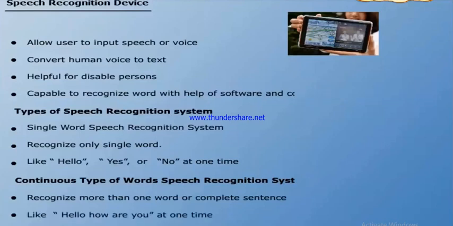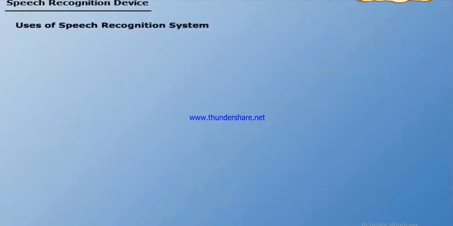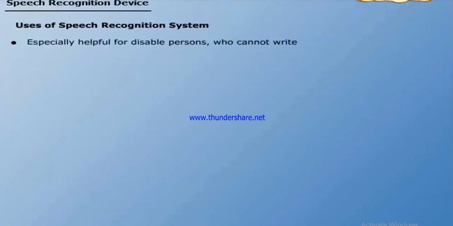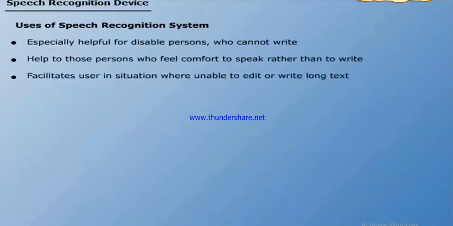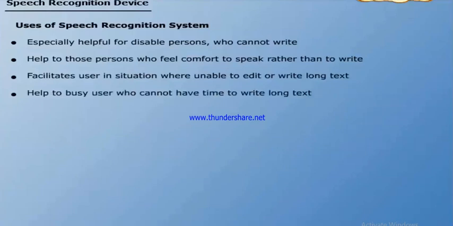Uses of speech recognition system. Speech recognition systems are especially helpful for disabled persons who cannot write. It helps people to feel comfortable in speech rather than writing. It facilitates a user in a situation where he or she is unable to edit or review a long text. It also helps the user who is quite busy and does not want to type the data due to the shortage of time.